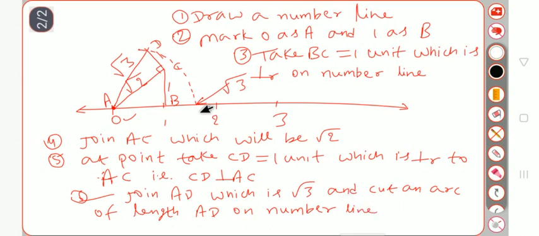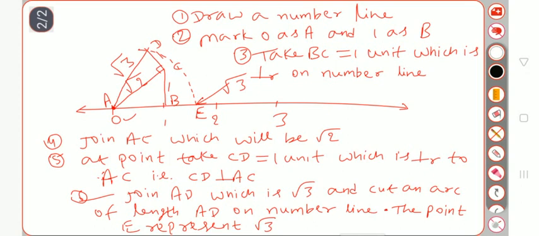Suppose this point is E on the number line. The point E represents root 3. These are the steps. You can write it.